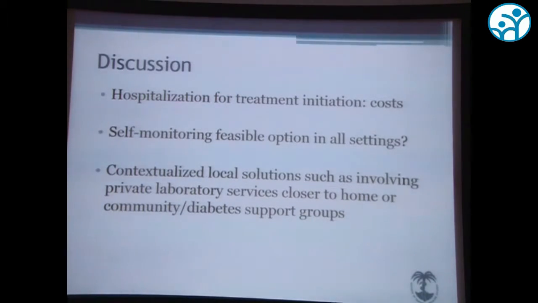As in a study from Vietnam, they sent women home to self-monitor their glucose levels, but these women were not happy to interpret the results. They didn't know how to actually interpret the results, and anyway came back to the health center, even if it was inconvenient for them. So we have to find contextualized local solutions, such as involving private lab services or involving community diabetes support groups or patients with diabetes who can support these mothers with gestational diabetes in monitoring their glucose levels.